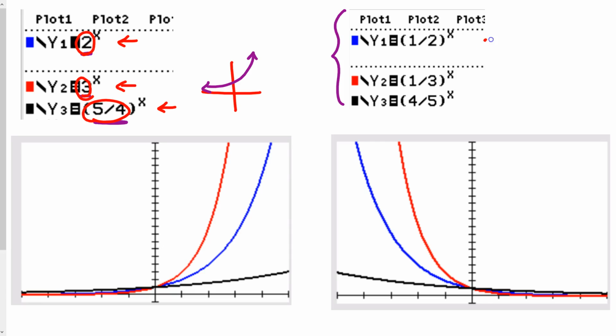And then the ones over here, 1/2 to the x, 1/3 to the x, and 4/5 to the x, those all represent exponential decay, and the steepness depends again on the base. So 1/2 is not as steep as 1/3, and 4/5 is not as steep as 1/2. So the closer the number is to 1, the less steep it is, and the closer the number is to 0, the more steep it is.